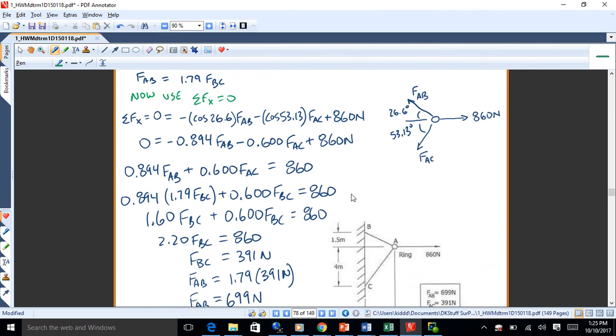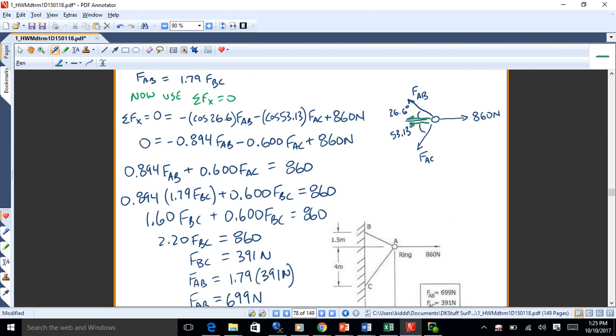So what I'll have there is sum of Fx is negative. Now I'm going to use the cosine function this time, because again, with an angle with the horizontal, the cosine function will get me the x component, the adjacent to the angle side. So I'll get two forces to the left, ABx and ACx. They're both to the left, so they're both negative. Cosine 26.6 FAB negative and minus cosine 53.13 FAC. So they're both negative. And then I've got 860, which is that force to the right.